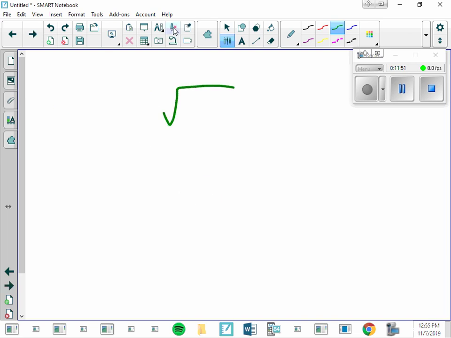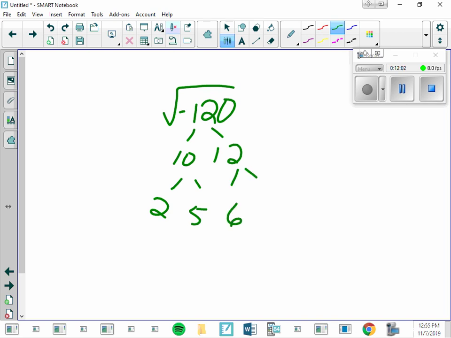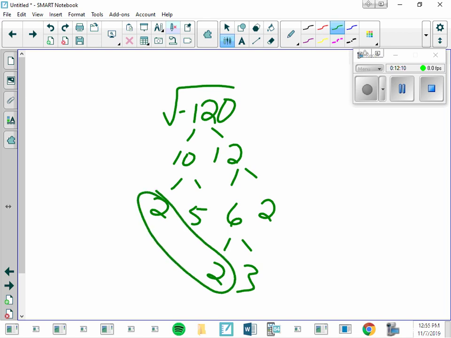Okay, what about the square root of negative 120? So 10 and 12, 2 and 5, 6 and 2, 2 and 3. So I have a pair of 2's. So 2i square root of what's left? The 6 factored, so 30. 2i root 30.